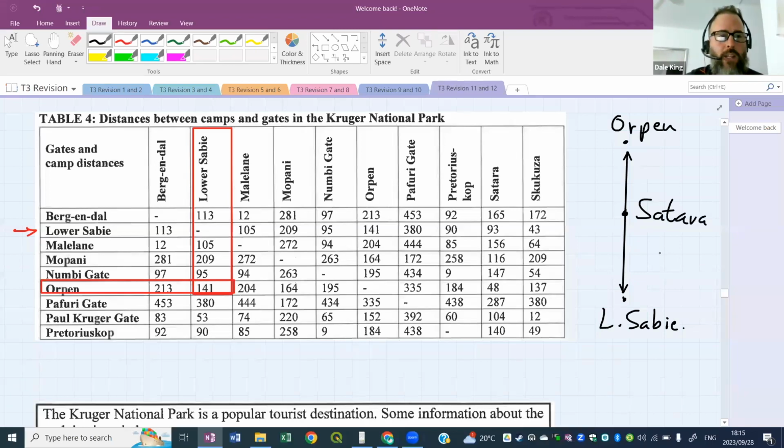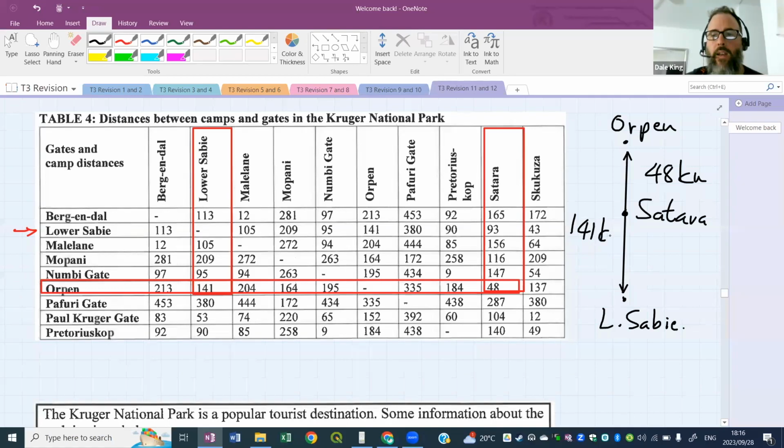Okay. There's a way we can actually prove this. This table says that from Orpin to Satara is 48 kilometers. Look over there, this distance here is 48 kilometers. That's what they say, from Orpin to Satara. Now, do we have Satara on the left? We don't have Satara on the left, but that's okay because we know that the whole distance is 141. We know there is a stopping point of Satara along the way because it wouldn't be on the table over here if it wasn't.